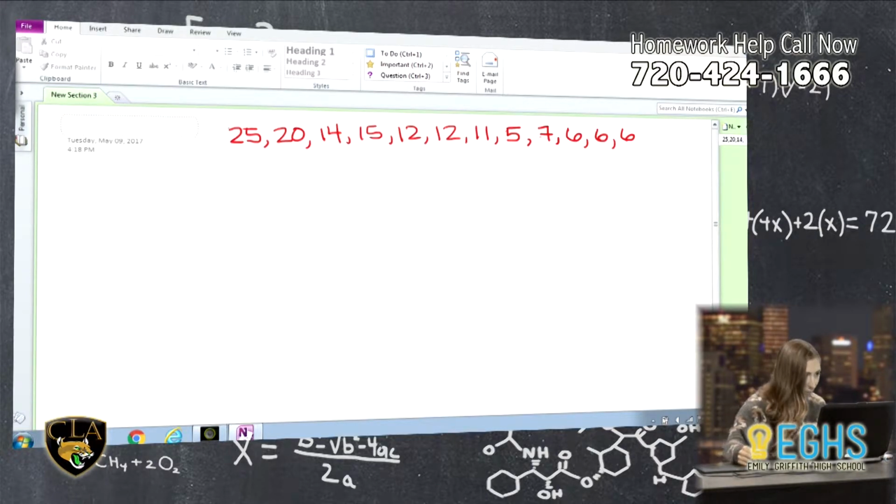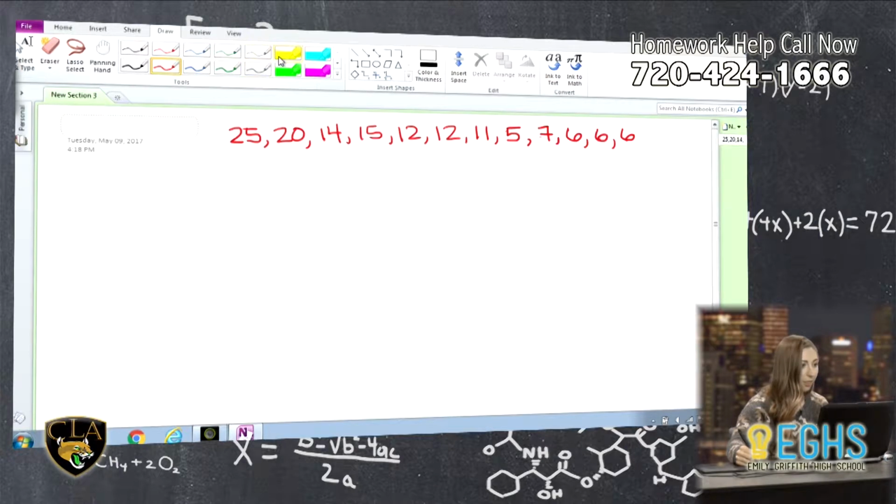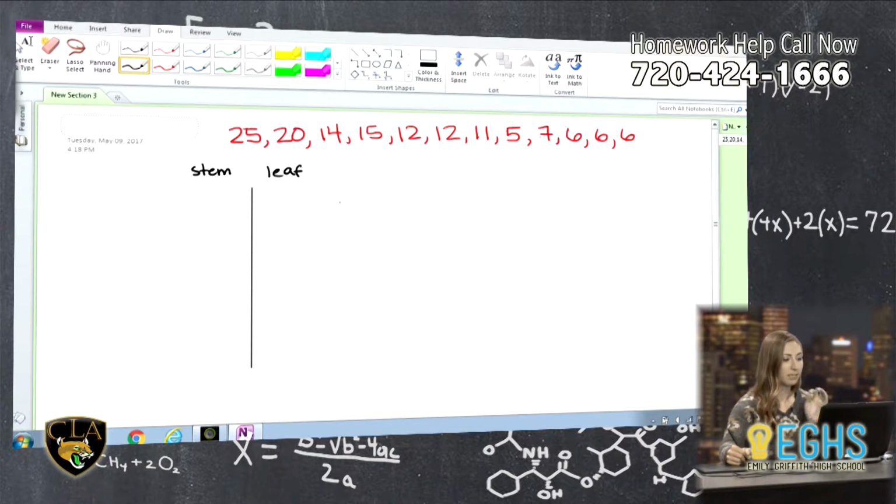So a stem and leaf plot, the point of it, is a visual representation of data. The purpose of it is to show the spread of your data. I'll show you what it looks like. We wouldn't write these words on an actual one, but I'll give you the idea. On the left side is going to be the stem, and on the right side is the leaf.